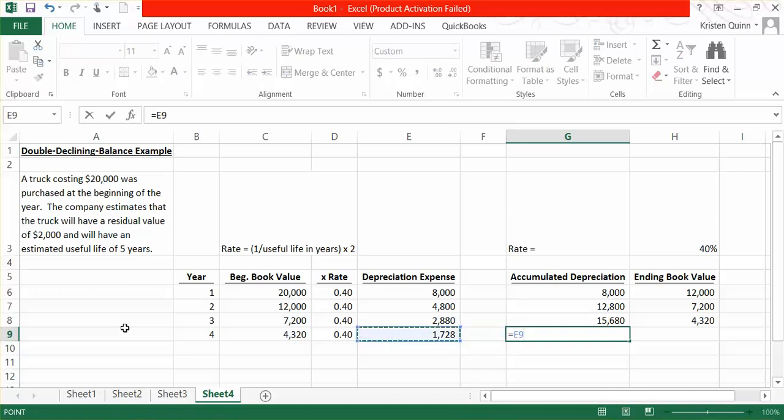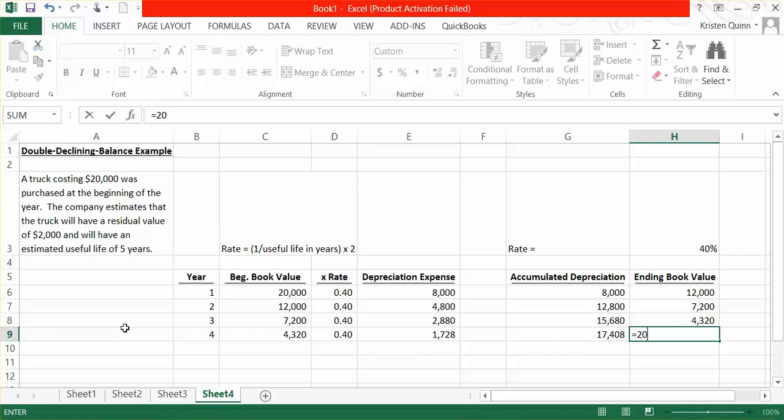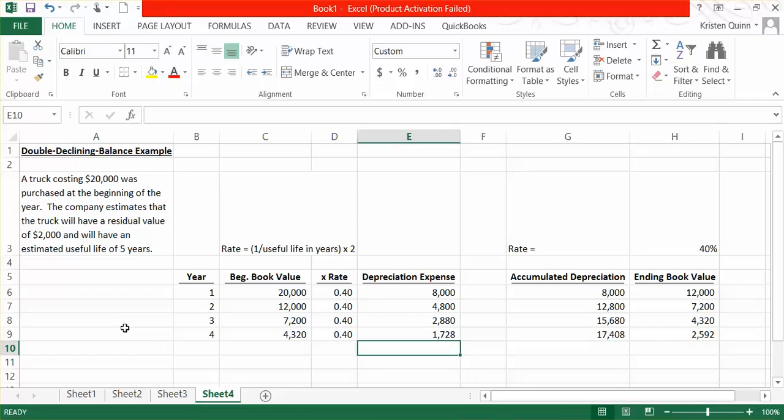We would add that $1,728 to our previous accumulated depreciation value of $15,680 to arrive at our new accumulated depreciation amount of $17,408. Ending book value: we take our beginning cost of $20,000 and we subtract away our accumulated depreciation of $17,408. That gives us an ending book value of $2,592.